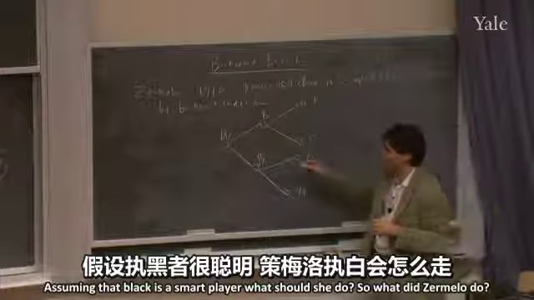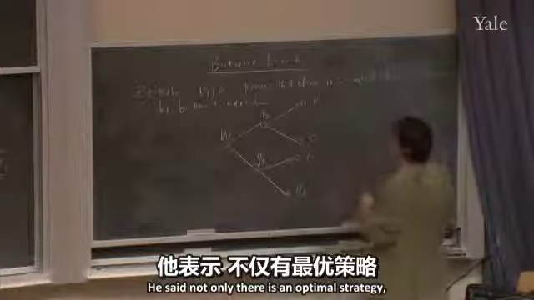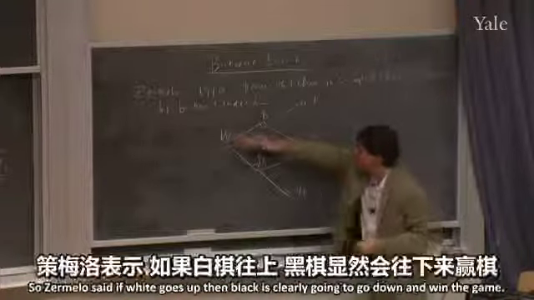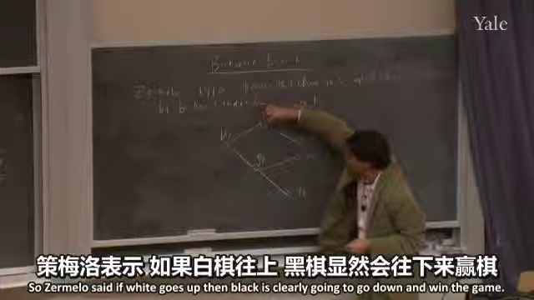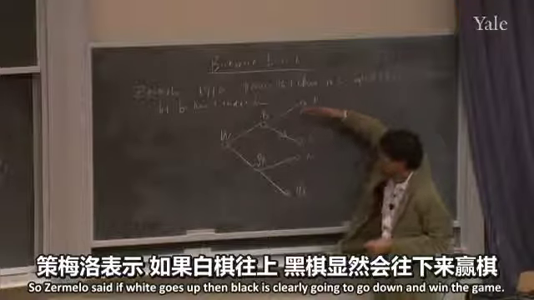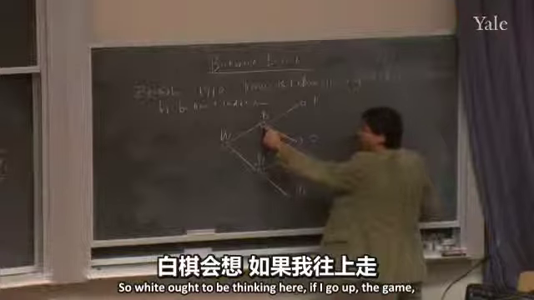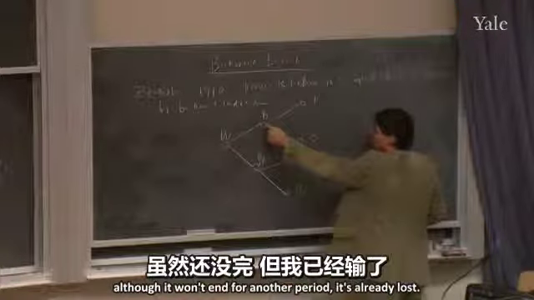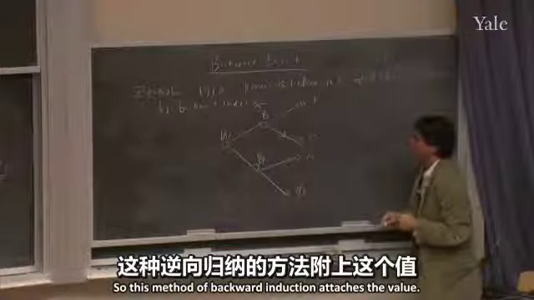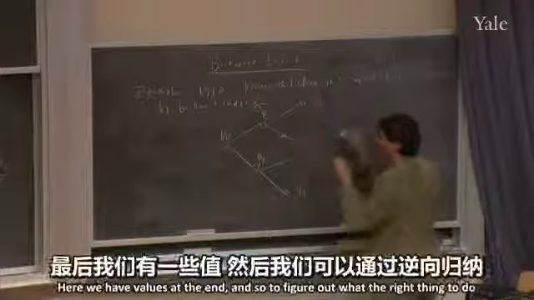So clearly, so what did Zermelo do? He said not only is there an optimal strategy, but you know what the outcome should be with rational players. So Zermelo said, if white goes up, then black is clearly going to go down and win the game. So white ought to be thinking here, if I go up, the game, although it won't end for another period, is already lost. So the value of the game is already 0. Okay, so this method of backward induction attaches the value. Here we have values at the end.